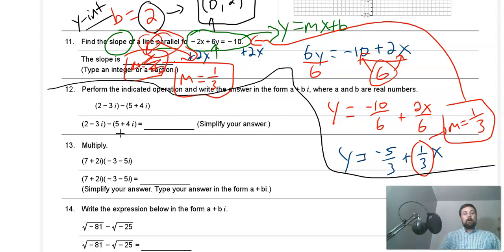So here's some pretty easy problem. I mean, I say easy. One of the easier problems on this test, working with complex numbers. And so here we want to subtract. Now this one I said it was easy, but it's also very easy to make a particular mistake here. So be careful with it.